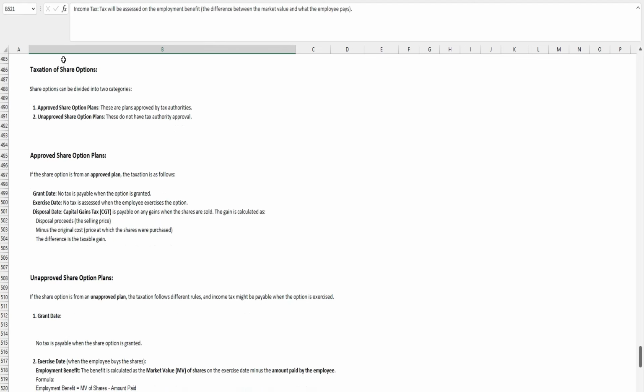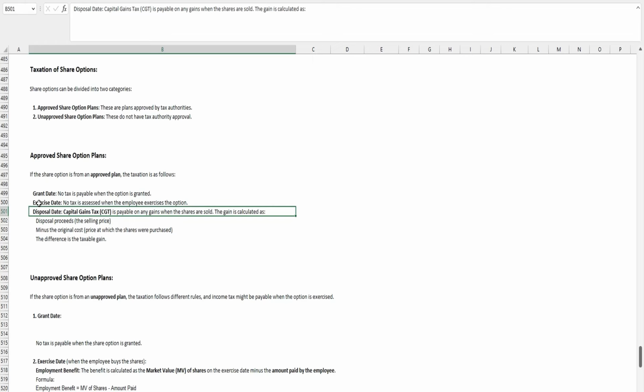If the share option is from the approved plan, means as per the rules of HMRC, the following will be the tax consequences. Number 1, on the grant date, the date when the agreement has been made, no tax is payable when the option is granted to the employee by employer. Okay. On the exercise date, no tax is assessed when employee exercises the option. Again, employee actually acquired the share, they don't have any tax obligation. But when the employee disposes those shares, then they have to pay CGT.